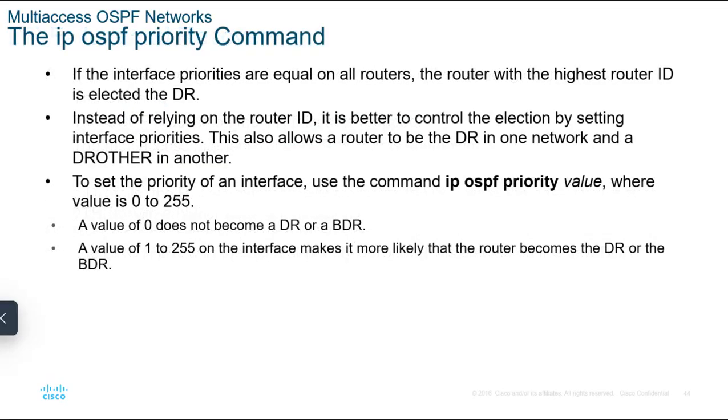So the IP OSPF priority command. The default is 1, and the range is from 0 up to 255. If you use a 0, the router will never participate in the DR/BDR election. It will never become a DR or a BDR.